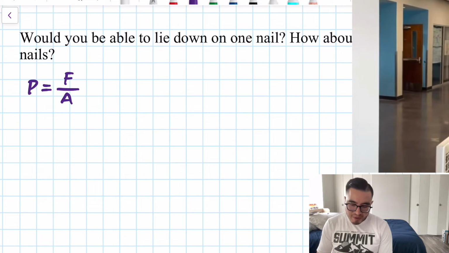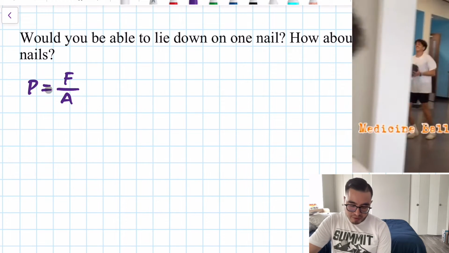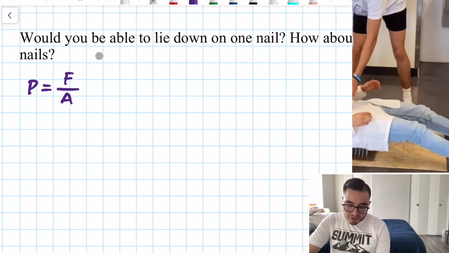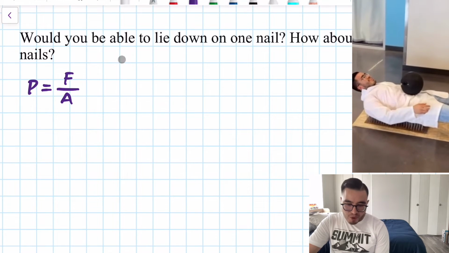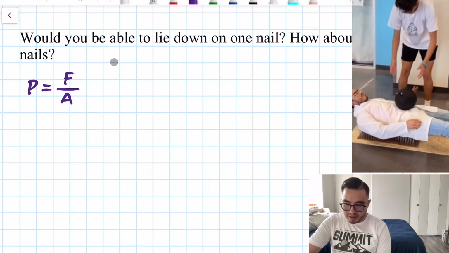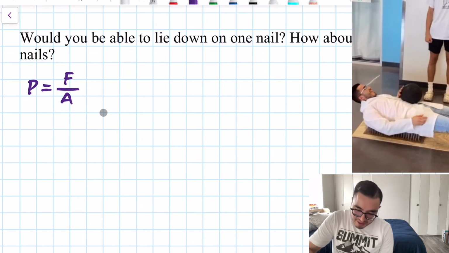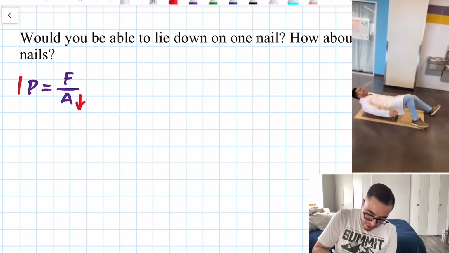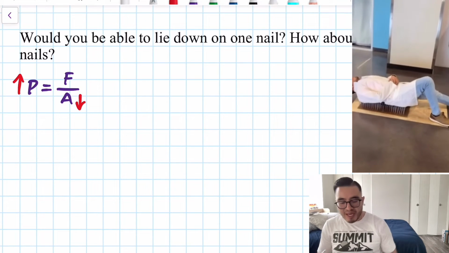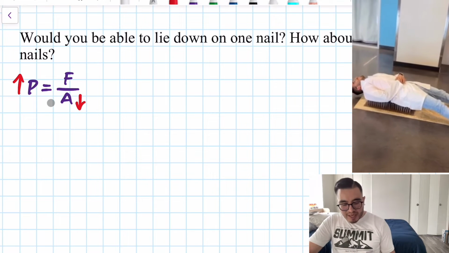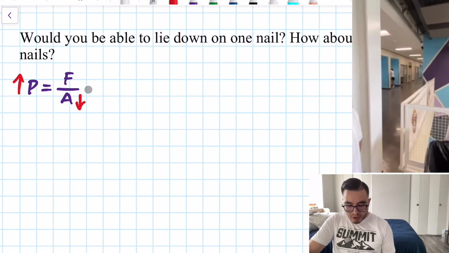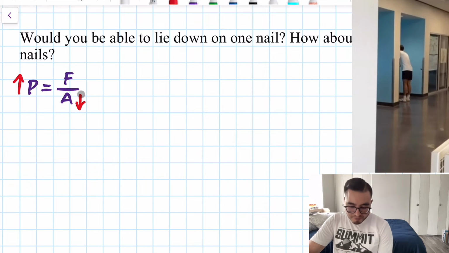When I'm sitting down on the bed of nails, well, let's go for only one nail. The force applied perpendicular to the nail would be my whole weight. And the area is so small that the pressure goes up very drastically. And that's because area and pressure have an inverse proportionality. When one goes up, the other one goes down.